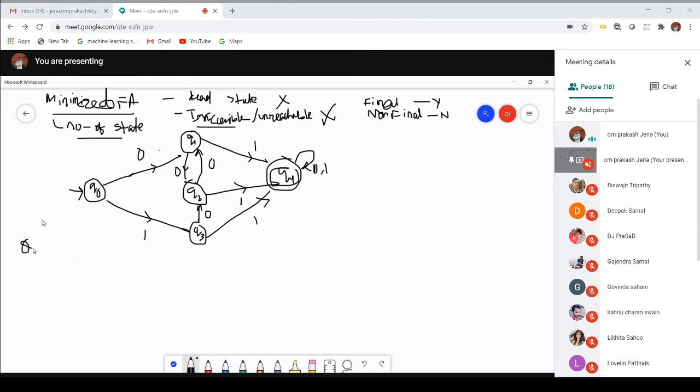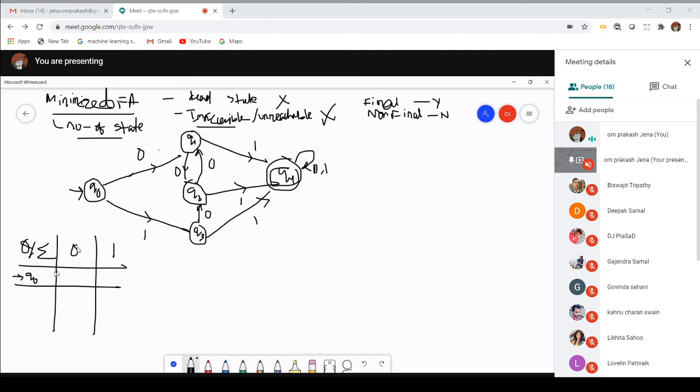Let me make the transition table over here. It will be Q cross sigma, like this. Input symbol, I have to pass input symbol equal to 0 and input symbol equal to 1. So I have to begin with the initial state. Which one is the initial state? Q0 is the initial state.